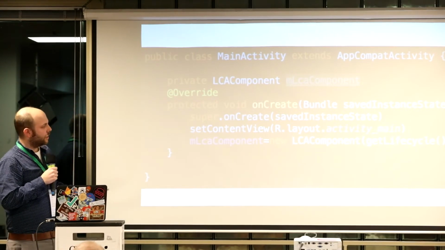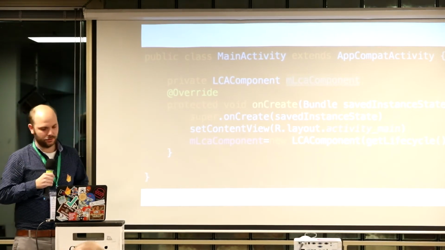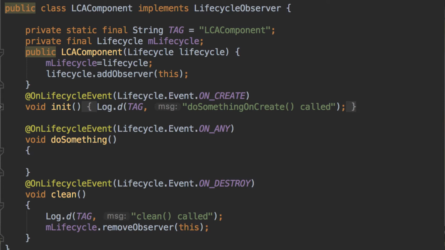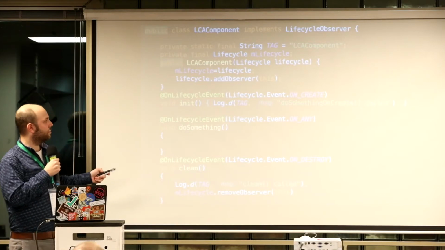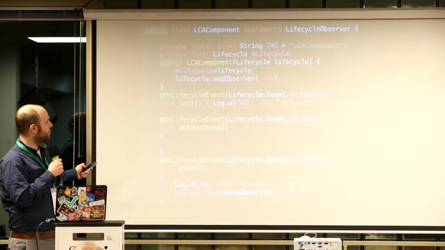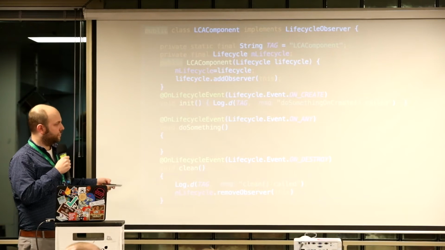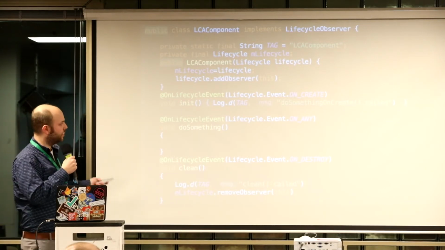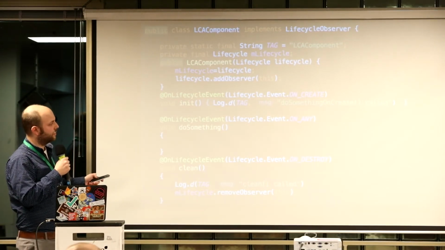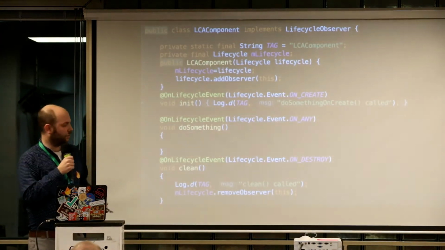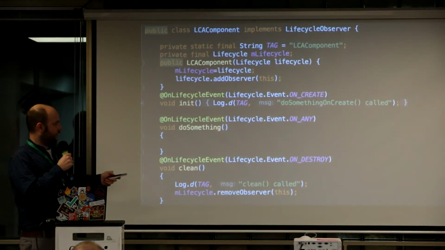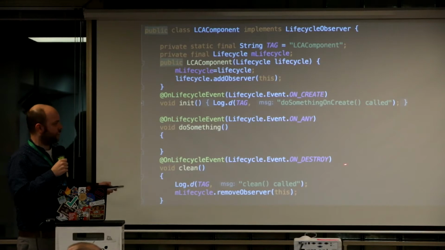So here we're just going to pass the lifecycle object. And this is our lifecycle component. And we just add the observer here. And as you can see, we have the respective OnLifecycleEvent annotations. For example, when onCreate is being called, let's say we want to do some initialization code. You have the possibility to register on all the different callbacks together as well. And this is another example for registering for the onDestroy.